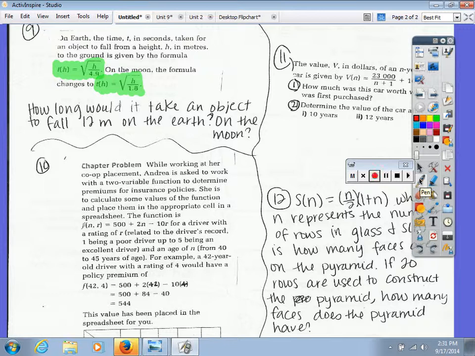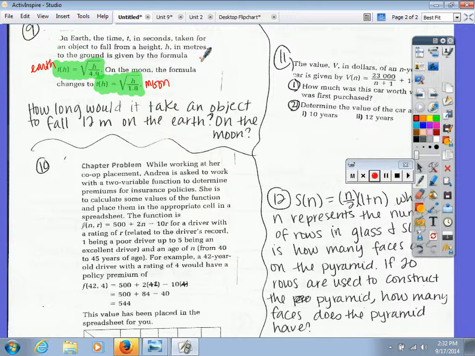And since I wrote it, I was kind of lazy. I could have probably put the same object on the moon. All right, so how long would it take an object to fall 12 meters on the Earth? Raise your hand if you know which equation I need to plug the 12 into. The first equation or the second equation? Actually, hold up your fingers. If you think the first equation, hold up 1 finger. If you think the second equation, hold up 2 fingers. All right, how come we're plugging it into the first equation? Yeah, because this is the Earth equation. And this is the moon equation.